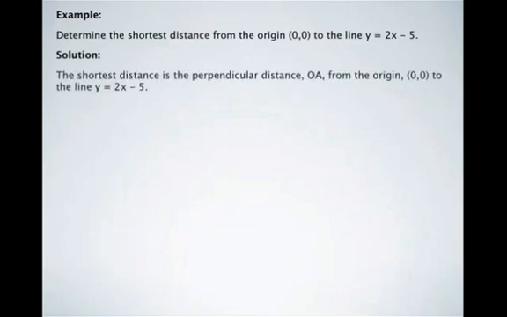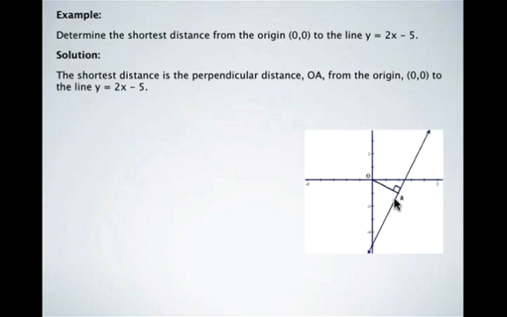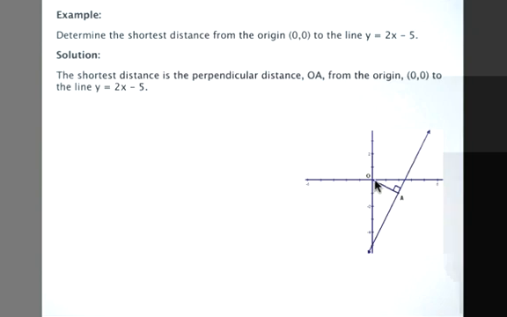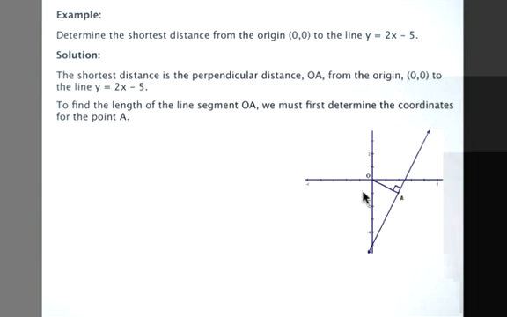So the shortest distance is going to be the perpendicular distance OA from the origin to the line. Any line that we attempt to draw from the origin will be longer than this perpendicular line. So to find the length of the line segment OA, we need to determine the coordinates for A.